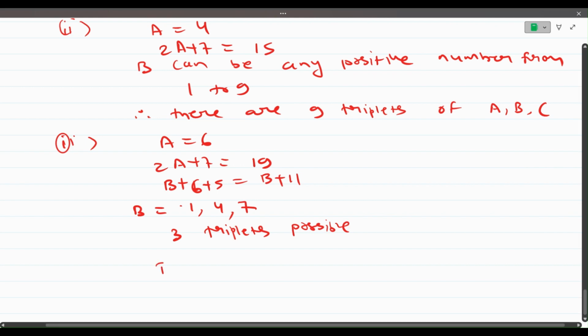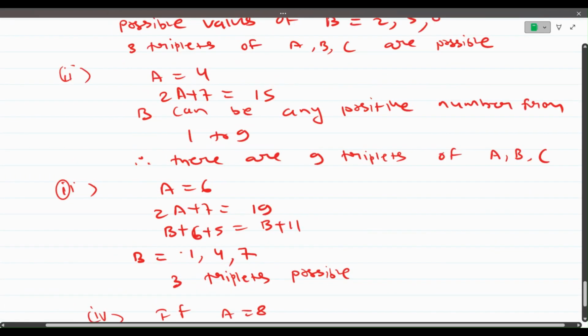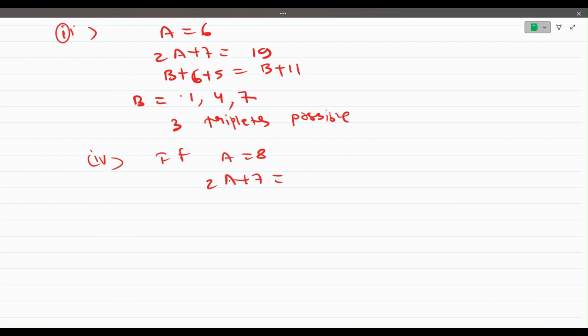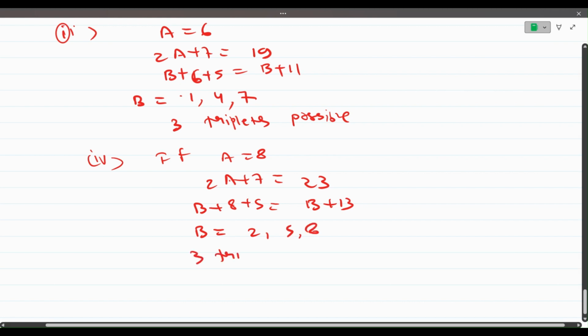And if A is equal to 8, in that case 2A plus 7 is 23, and B plus 8 plus 5 is what? B plus 13. So the possible values of B are 2, 5, and 8. So here also three triplets are possible.